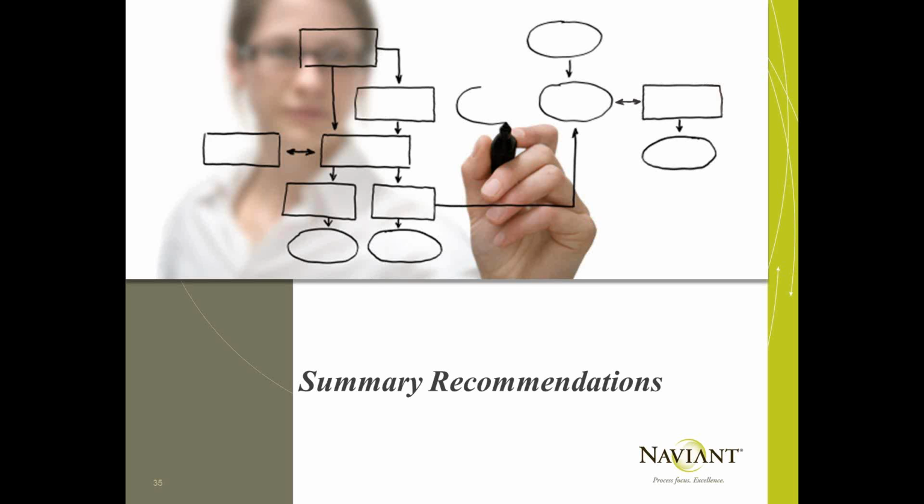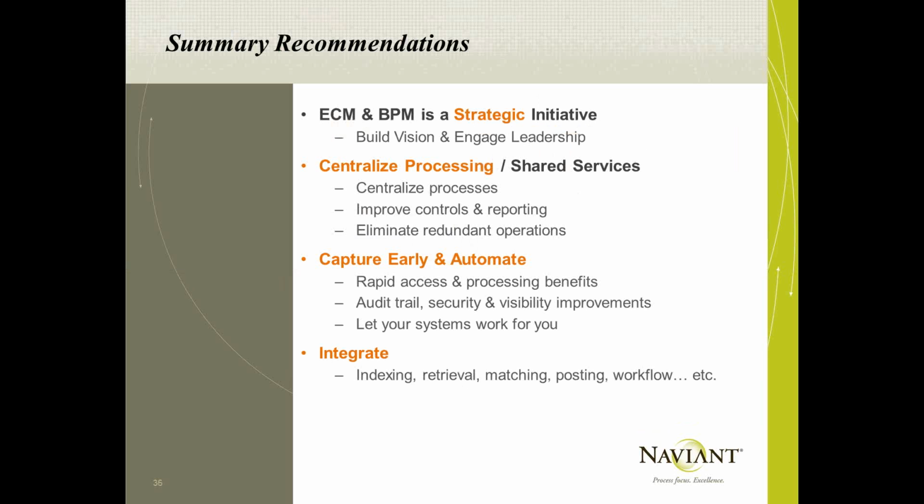So just summarizing very quickly as we're wrapping things up here. Your enterprise content management and business process management, I know we haven't talked about BPM yet, but roll that into the big ECM bubble. It's a strategic initiative. You really need to engage leadership and help build that vision within your organization for utilizing that. Centralize your processing wherever possible. That allows you to improve a lot of your controls and reporting. Obviously, it eliminates some of your redundant operations across the different divisions. Capture your documents early in the process, and where appropriate, automate the process.